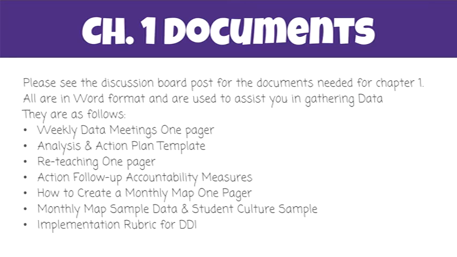Chapter 1 and Chapter 2 documents are both posted on the discussion board. You may print those out as you choose to. You can click on them, open them up, and follow through whenever you need them. Here's a brief list of what is for Chapter 1. The Chapter 2 documents are going to be listed in the Chapter 2 section of this presentation.